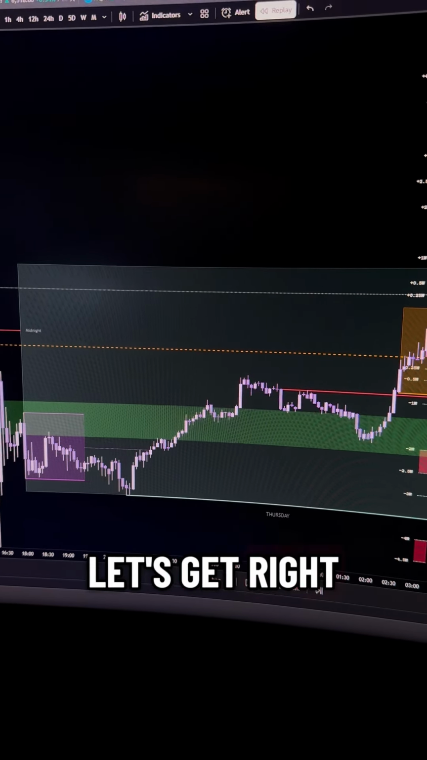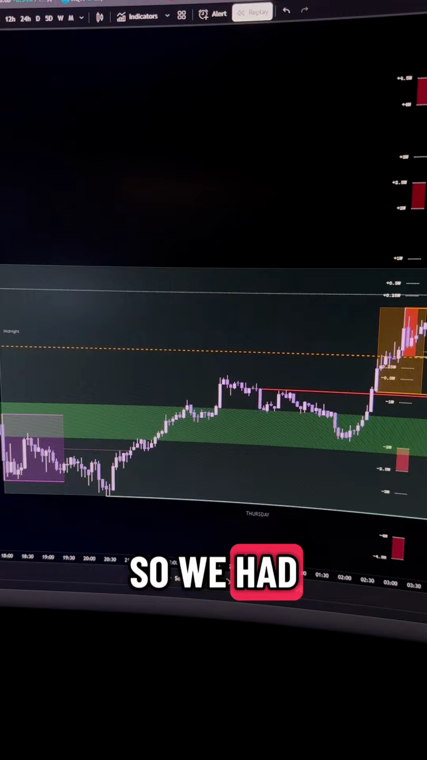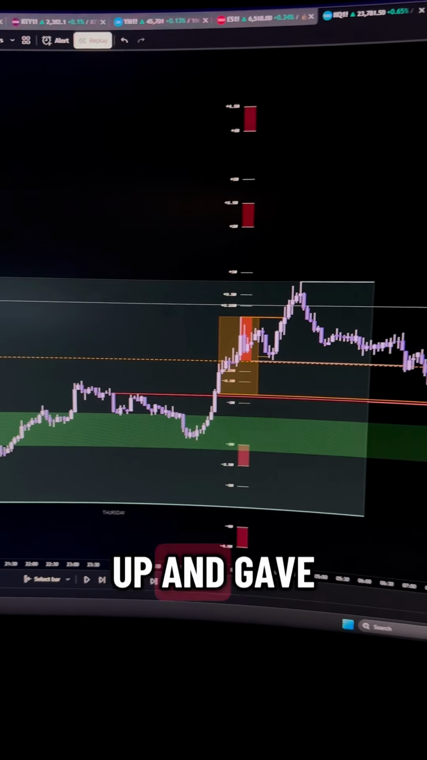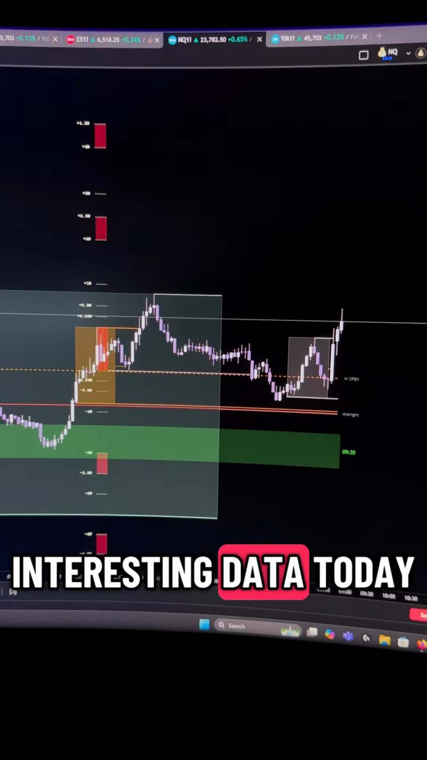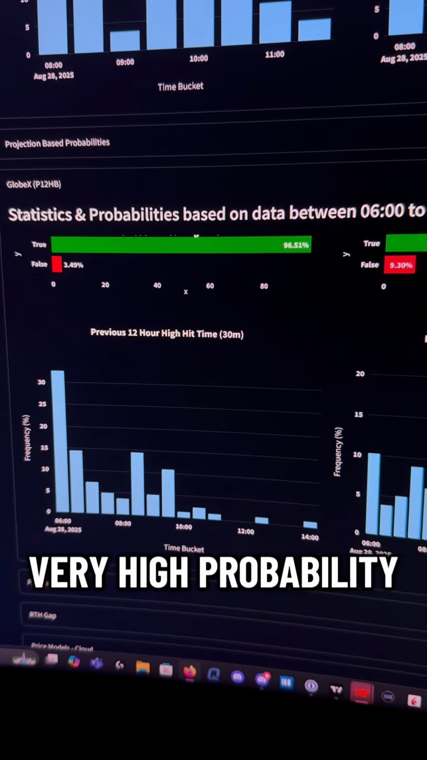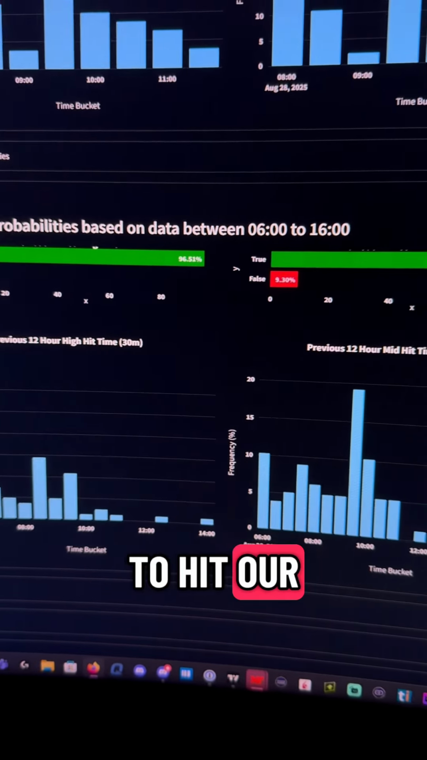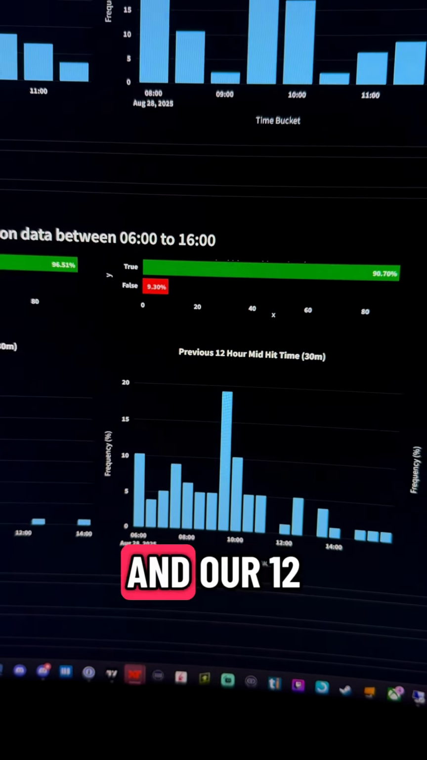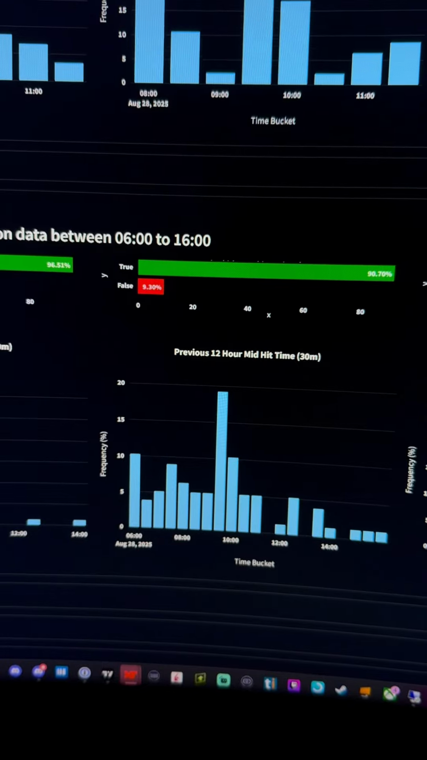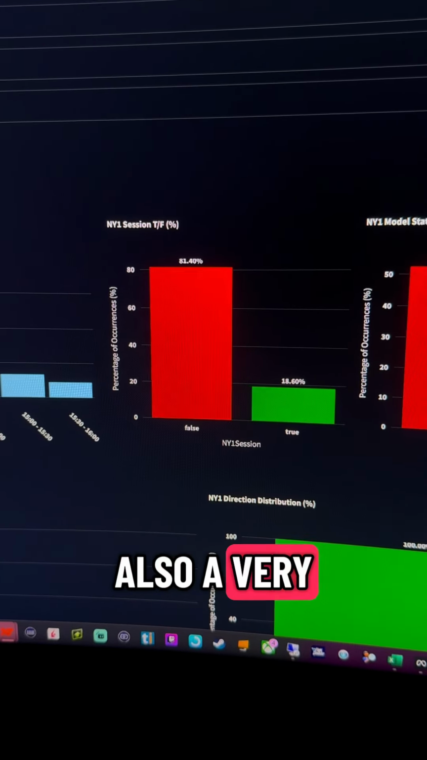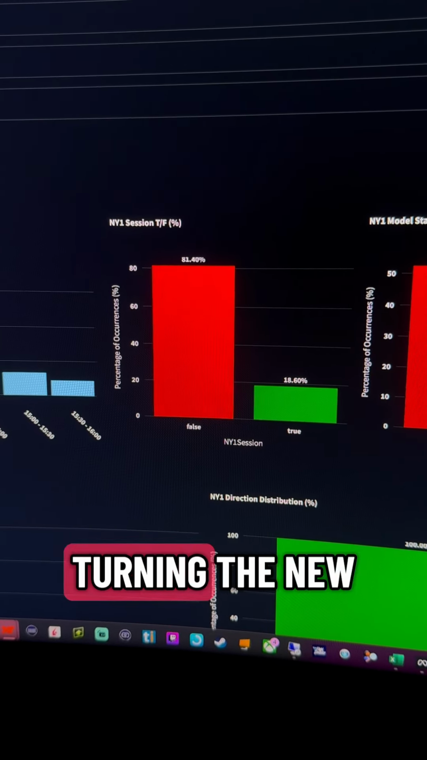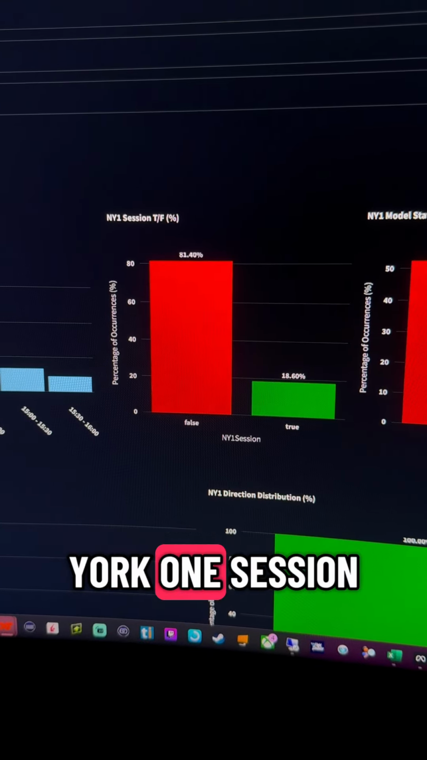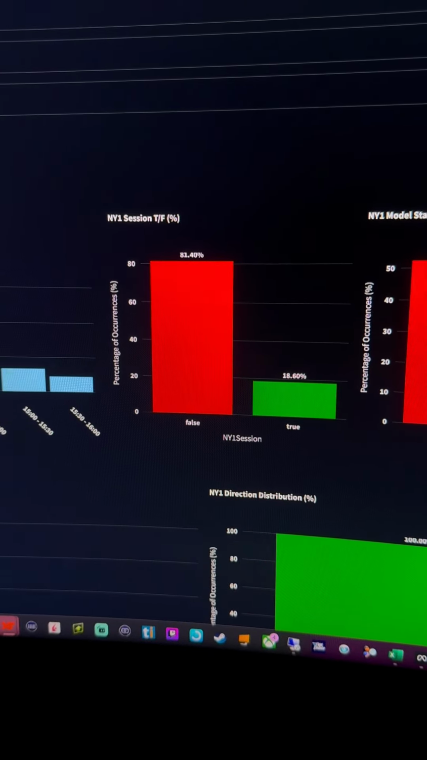But let's get right to it. So, we had our overnight setup and gave us some very interesting data today. Very high probability to hit our 12-hour high and our 12-hour mid. Also, a very high probability of turning the New York 1 session, as we call it, false.